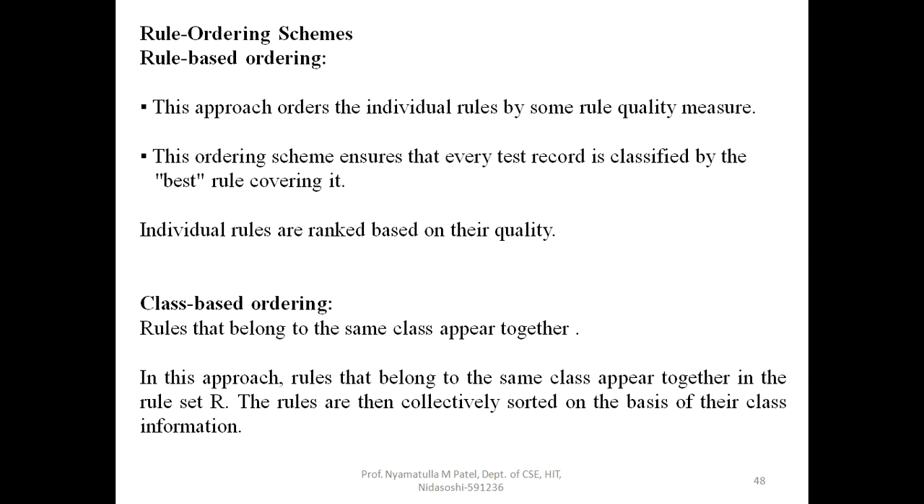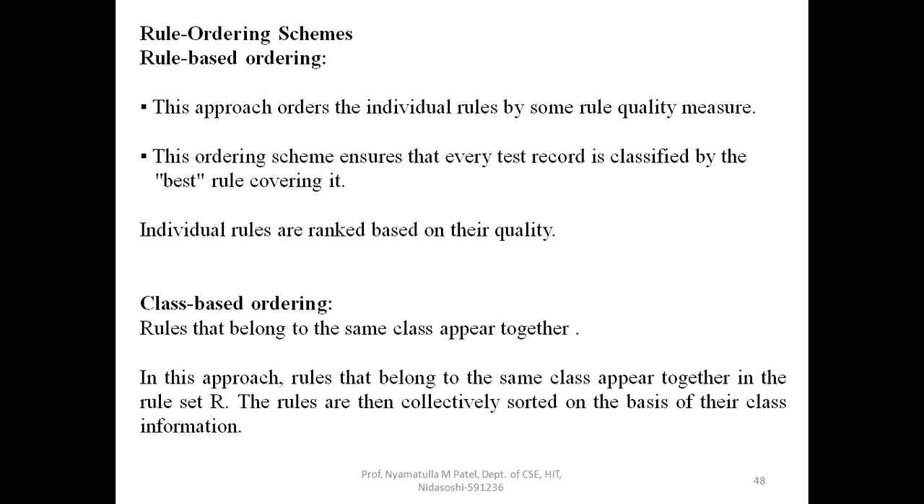Rule based ordering will order the individual rules by some rule quality measure. This ordering scheme ensures that every test record is classified by the best rule covering it. We order the rules only because we want every test record to be classified by the best rule that can be applied to it. So, individual rules are ranked based on their quality.